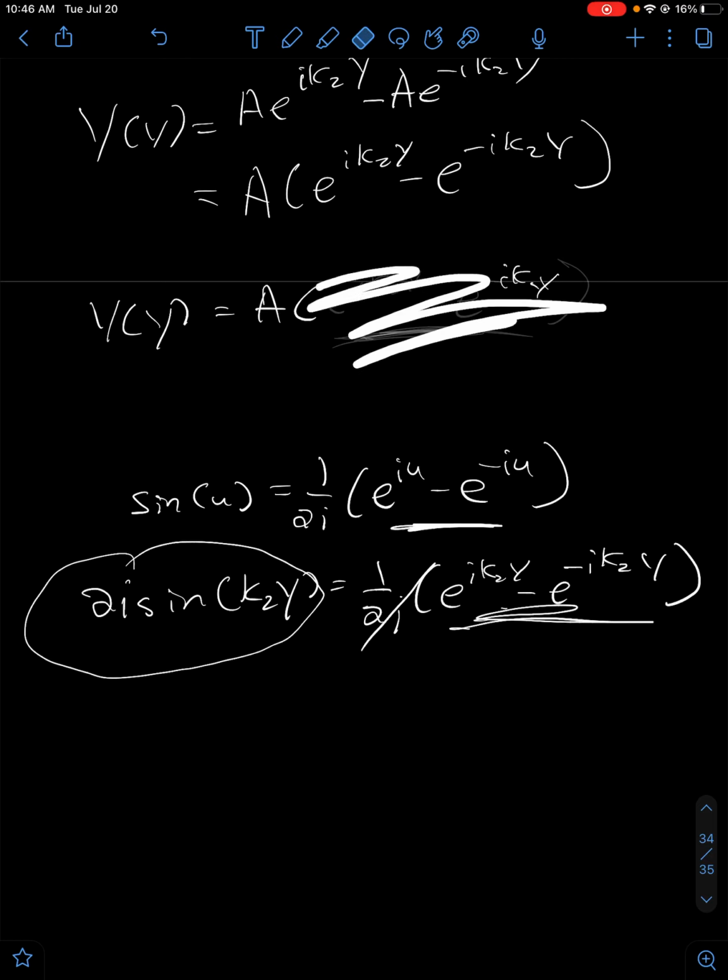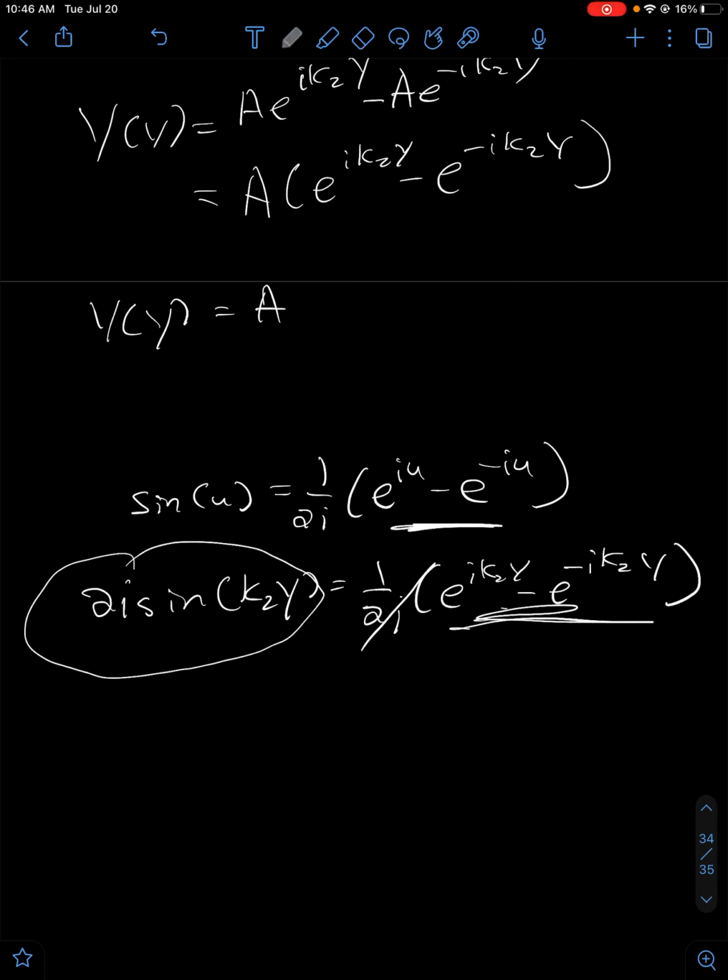So now we can sub 2i sine of k2 y in here to make this much simpler. You can see how it simplifies it a ton. Now, a is a constant, so we can absorb the 2i in there to get a prime sine of k2 y.